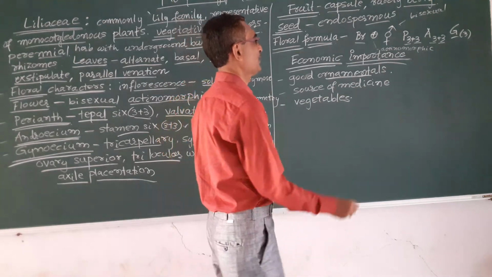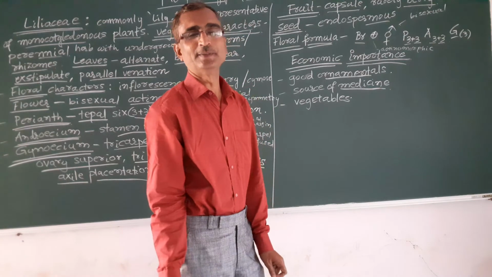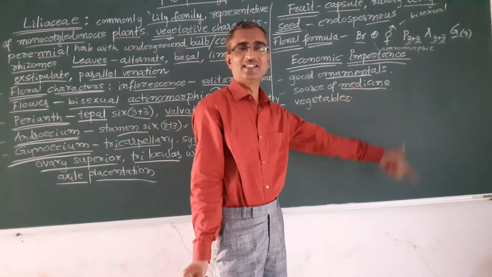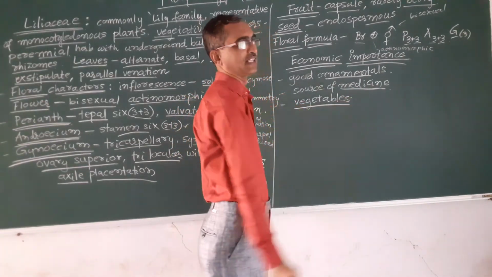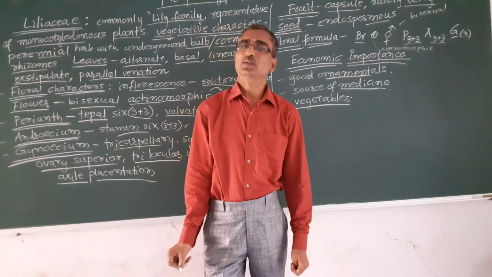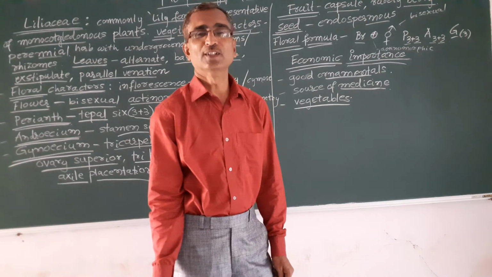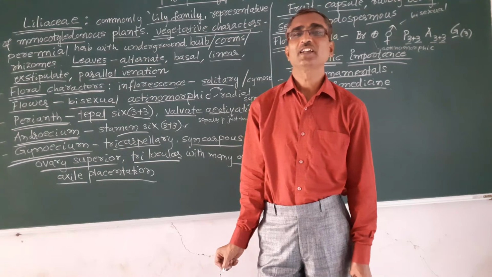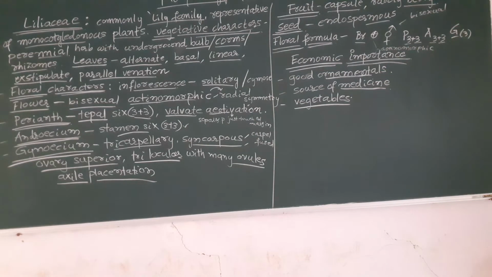And they are a source of medicines. Many plants of the Liliaceae family are a source of medicine, which is extracted, and they are also used as vegetables. So this is about the family Liliaceae, and this is all about the 5th chapter, that is morphology of flowering plants.